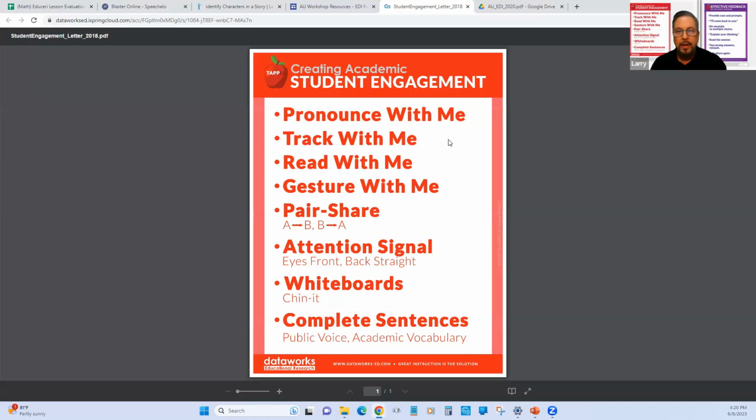sentences. All right. So on your whiteboard, write down the top one or two that you use a lot in your classrooms, and then we're just going to go and share. So go ahead and take some time to do that. Let's practice telling your partner, I like whiteboards or complete sentences. This is how I do it. I like gestures. So let's go ahead and have that discussion.